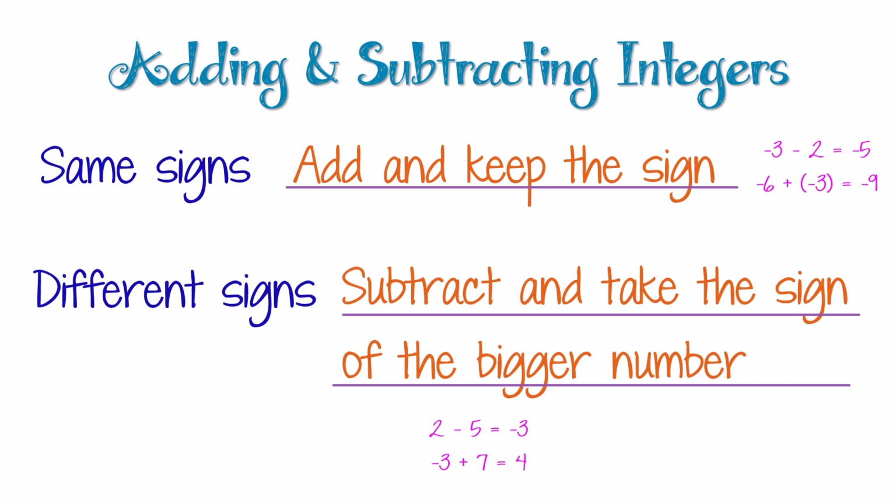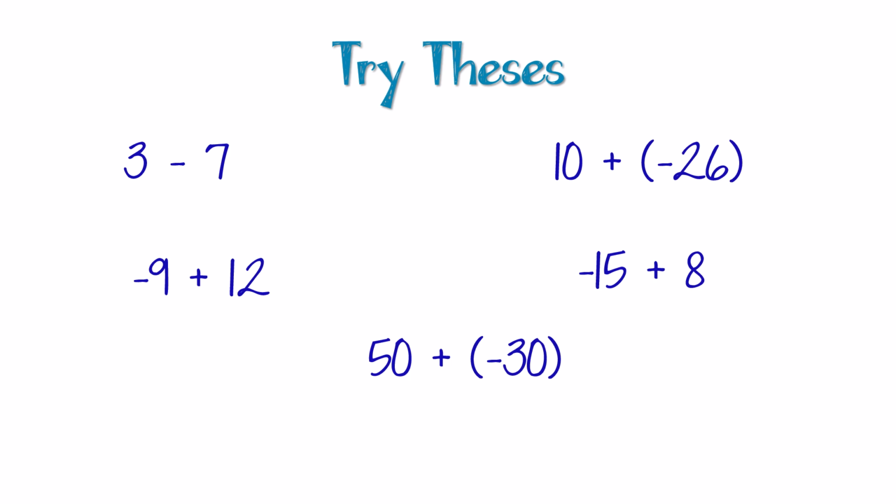With negative 3 plus 7, again, the 3 is negative, the 7 is positive. We subtract those numbers to get the 4. And since the 7 is positive, it's our bigger number, our answer is going to be positive as well. Pause the video and try these last 5 questions.